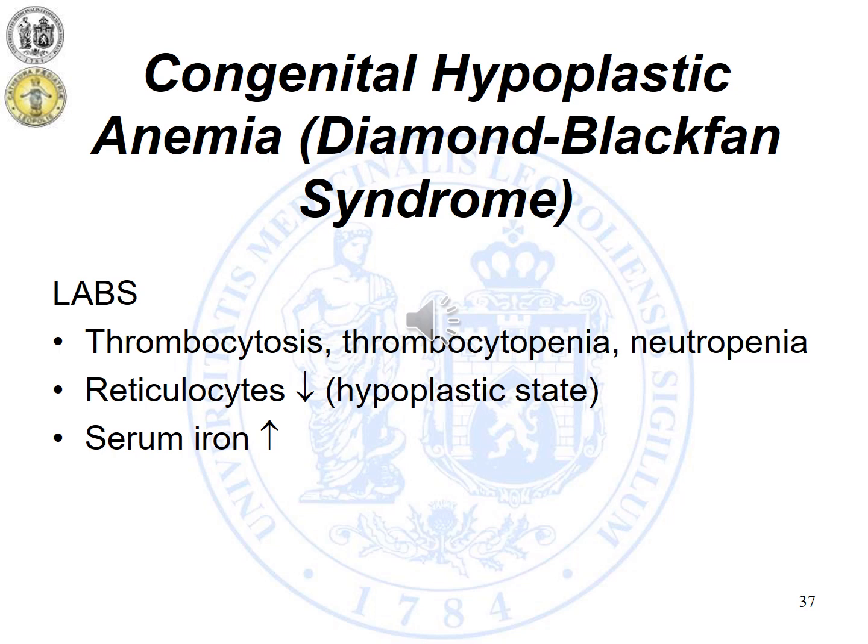Thrombocytosis or thrombocytopenia and occasionally neutropenia can also be present initially. Reticulocytosis is diminished even when anemia is severe. Serum iron levels are elevated.